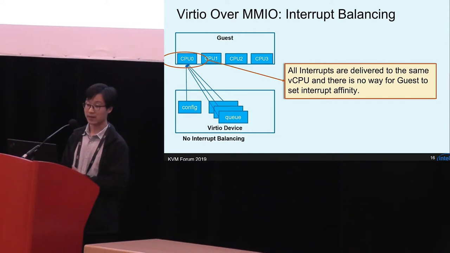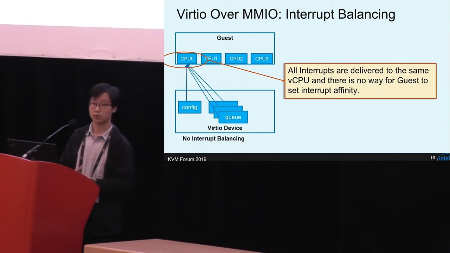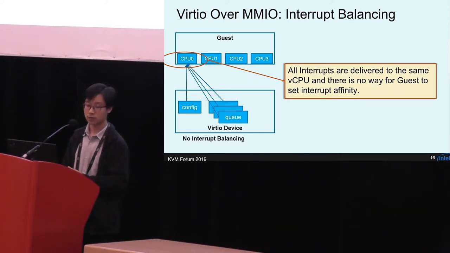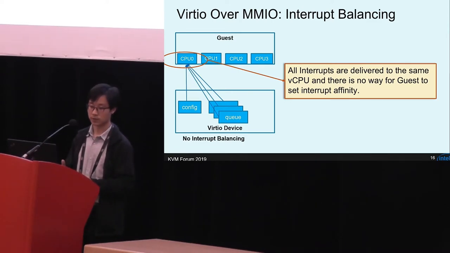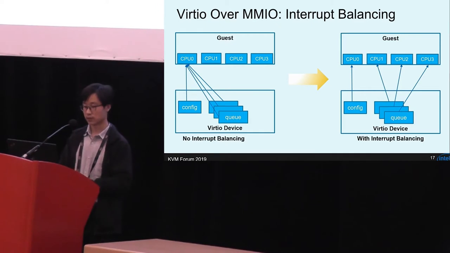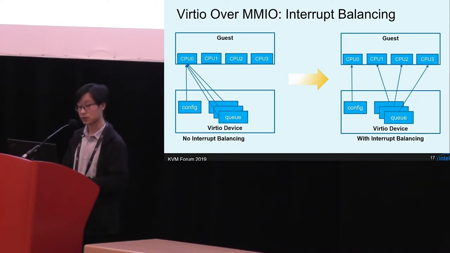The next requirement is the interrupt balancing. For current virtual MMIO, there's only one interrupt. So once we add more interrupts, we want interrupt balancing. At the guest kernel, we can set the IRQ affinity, pin the IRQs to different vCPUs so that we can make some balancing or make effective use of the guest CPUs. The right side just shows an example that for virtual net, we pin the configuration notification and the queue change notification to different CPUs so that we can fairly use all the vCPUs in the guest.